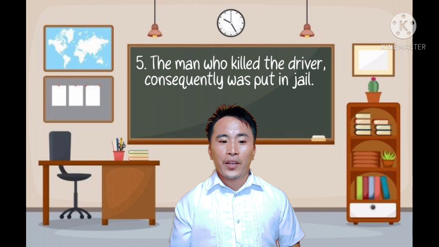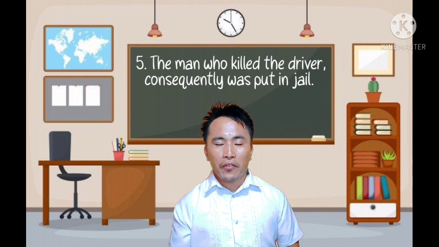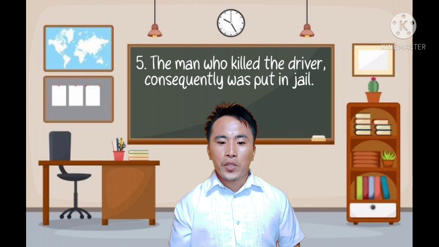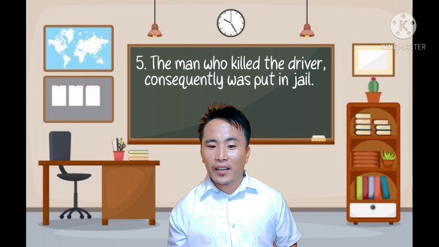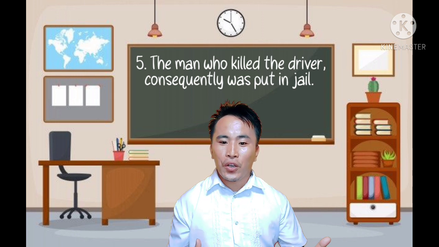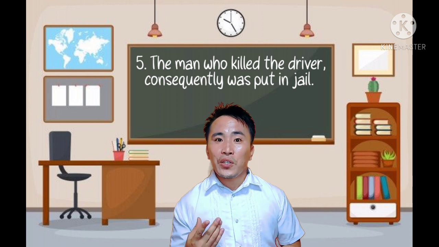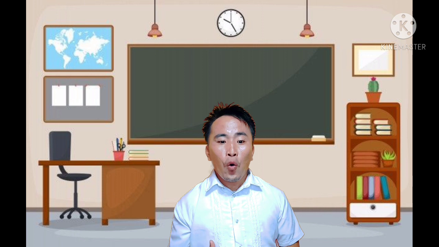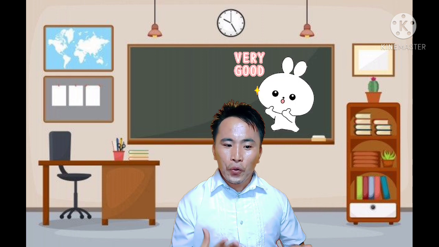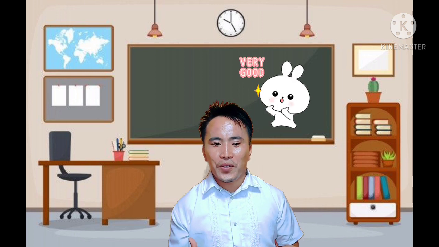For number 5, the man who killed the driver consequently was put in jail. What do you think is the correct answer? Very good. The correct answer is cause and effect. My dear pupils, who among you here got a perfect score? Very good. Everybody clap your hands.